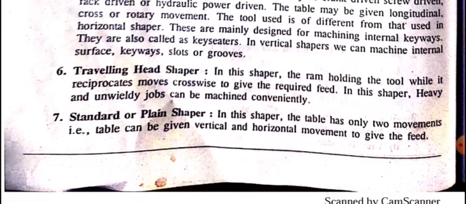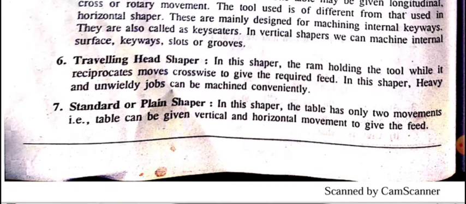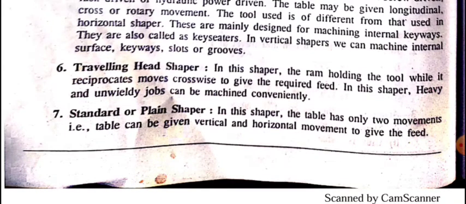And next comes standard or plane shaper. Standard or plane shaper is a shaper in which the table has only two movements. The table can be given vertical and horizontal movement to give the feed. This is called standard shaper.